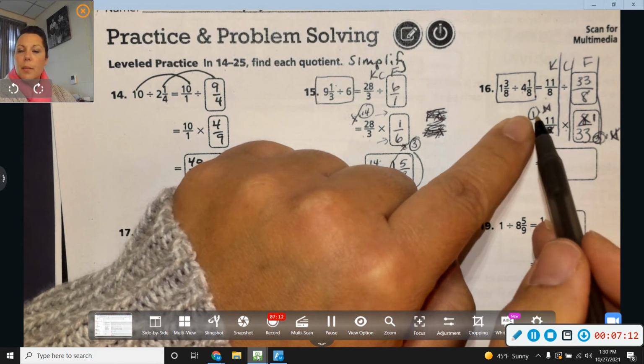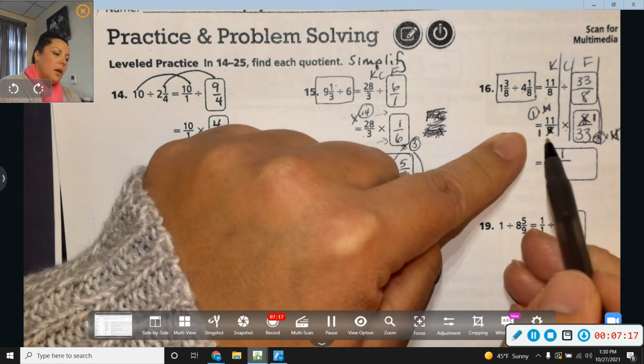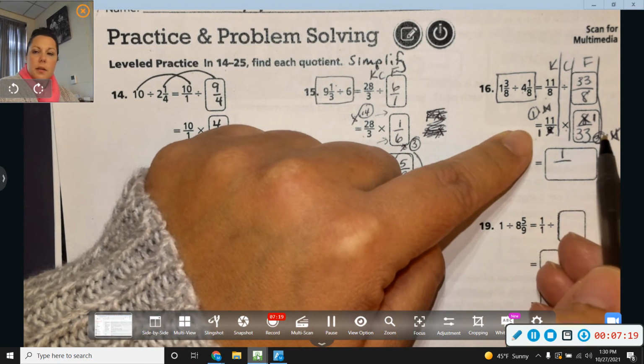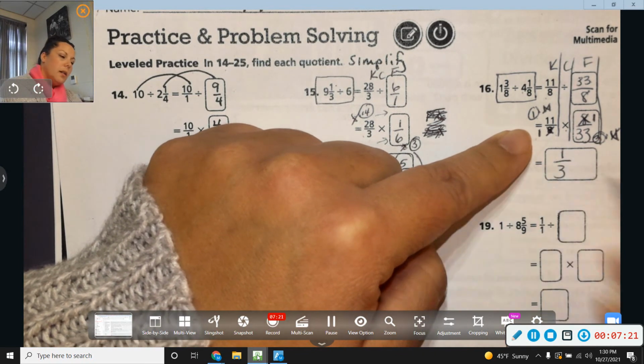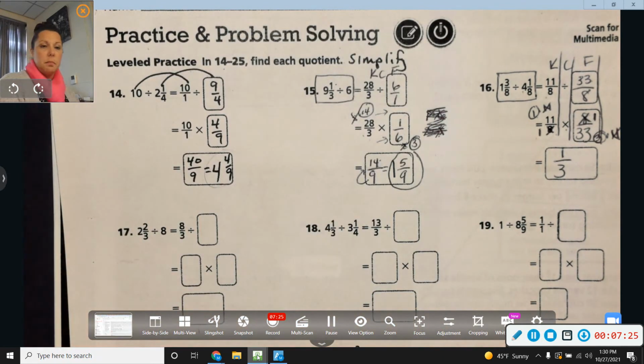So now I can multiply. 1 times 1 is 1. 1 times 3 is 3. 1/3. I can't do anything else with it. That's done.